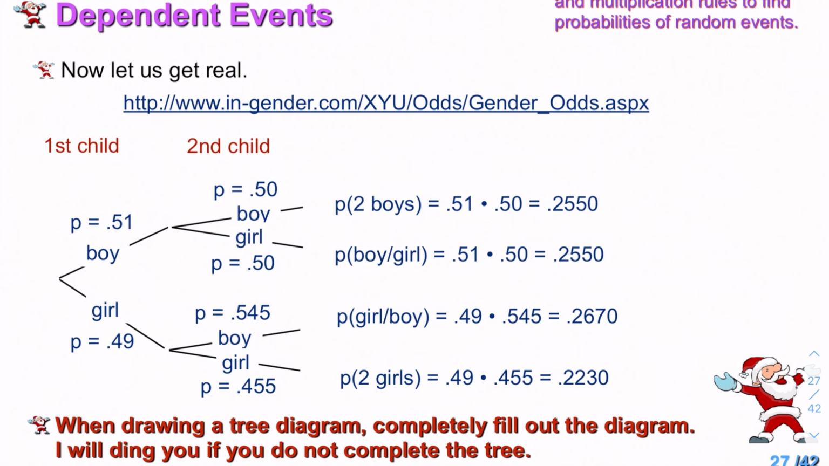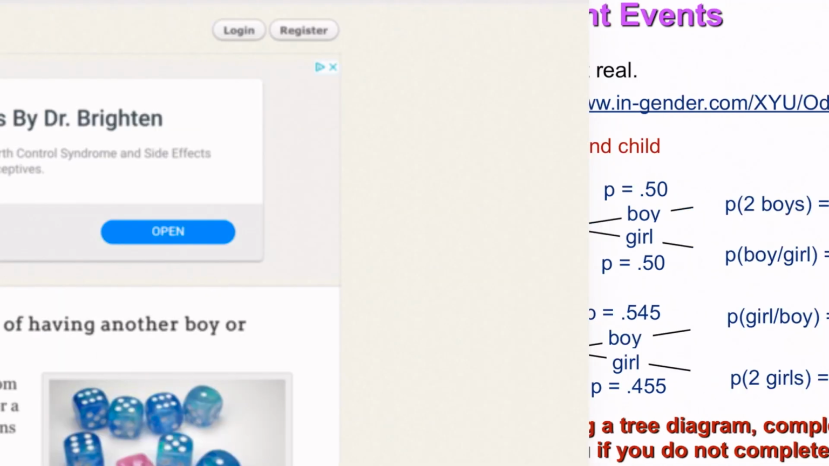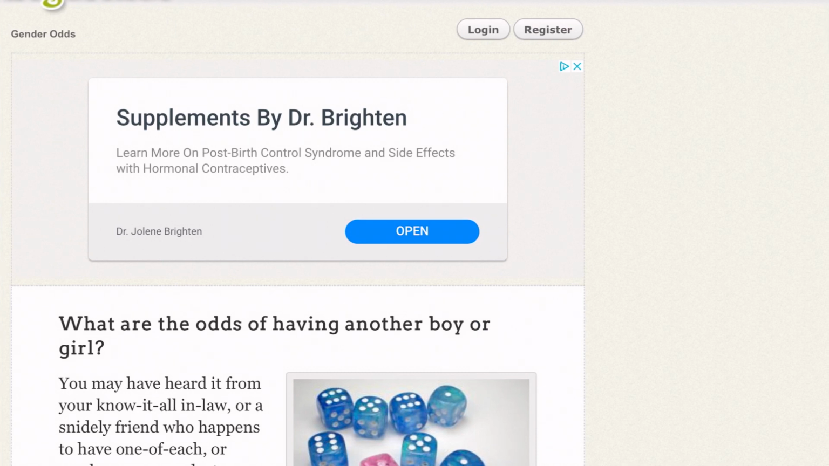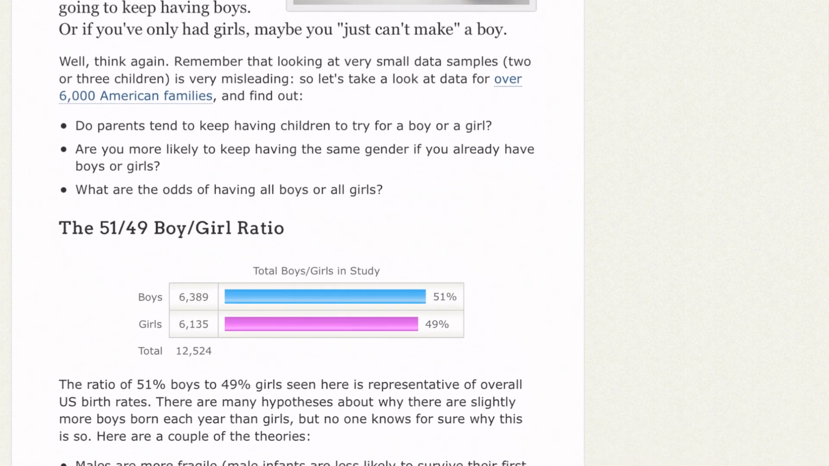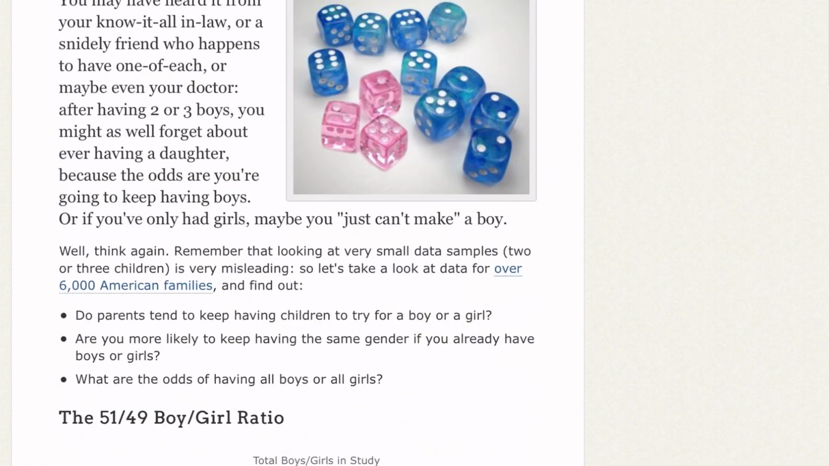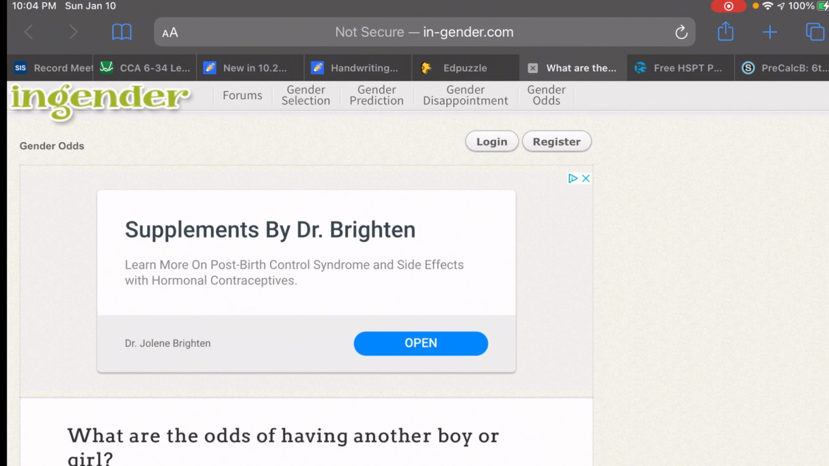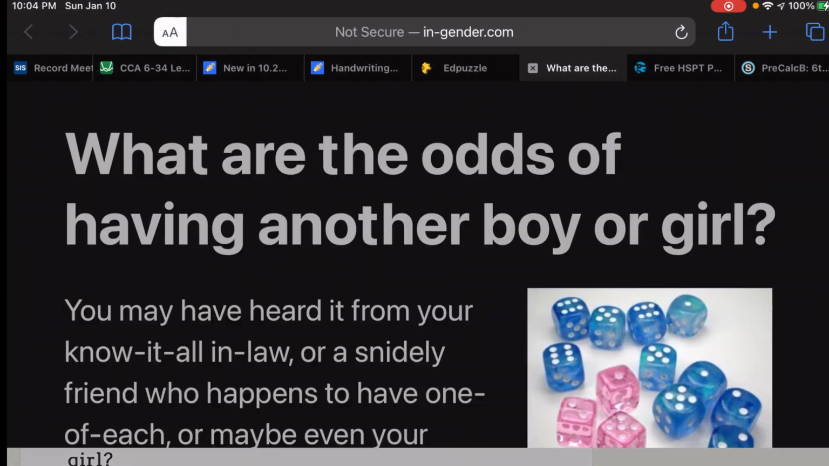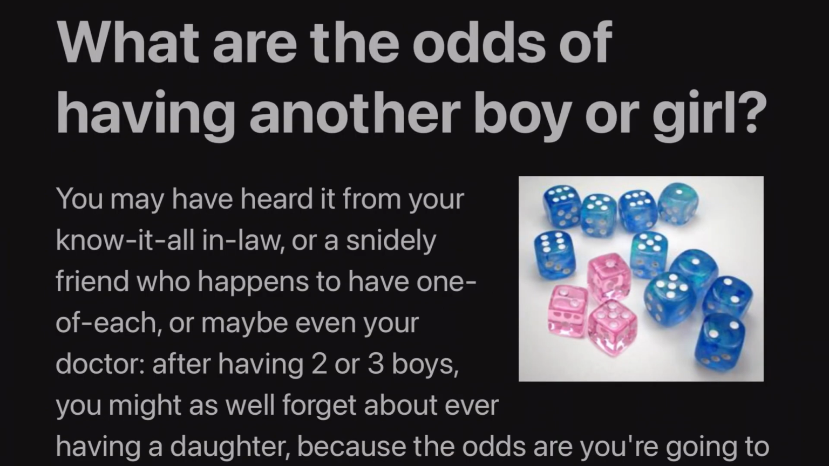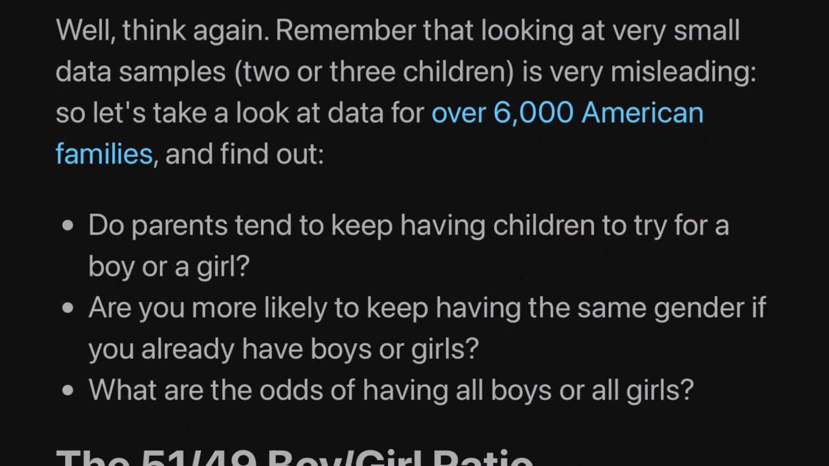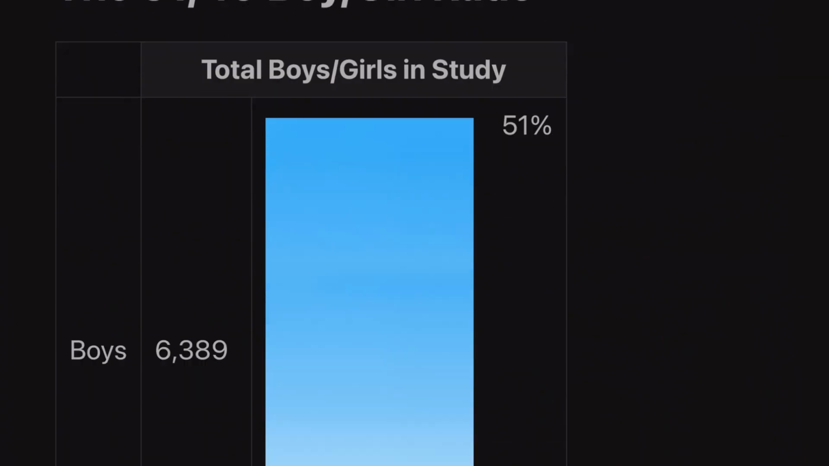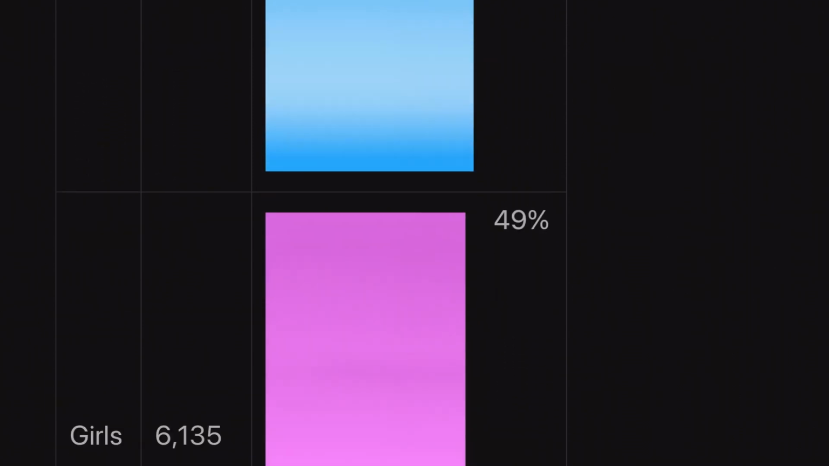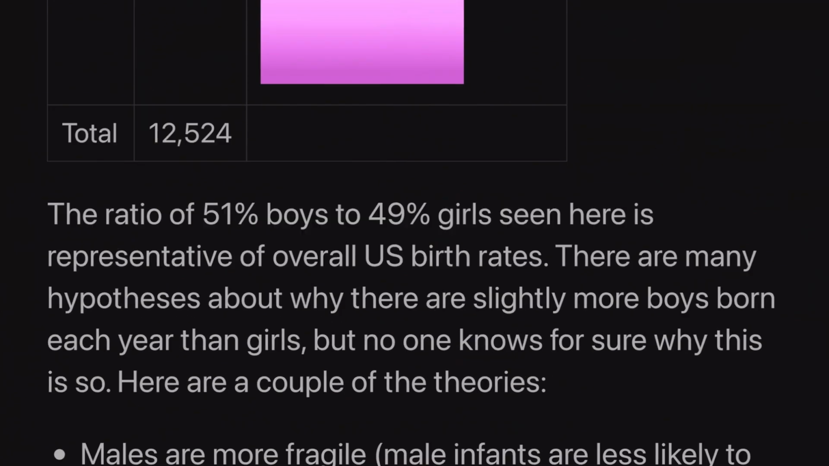But now, if you want to get real about this, and I highly suggest you click on this link, it will take you to this fascinating article on what are the odds of having another boy or a girl. Spoiler alert, did you know that if you hit these 3 letters at the top of the screen, you will get this into reader view? So if we sampled over 6,000 American families, we come to find out that boys are born 51% of the time and girls are born 49% of the time.